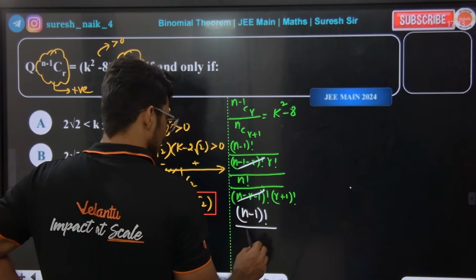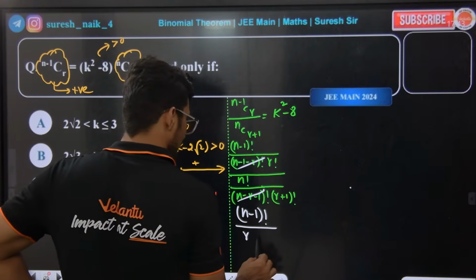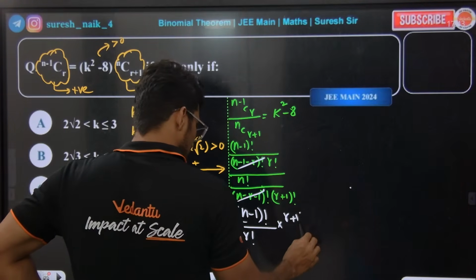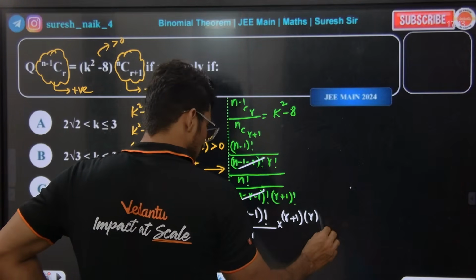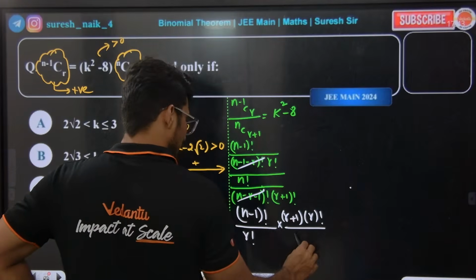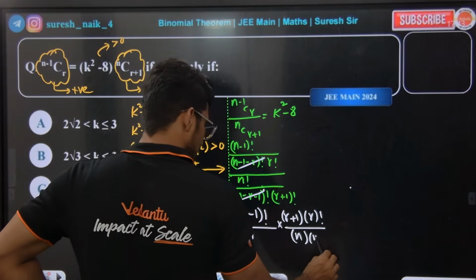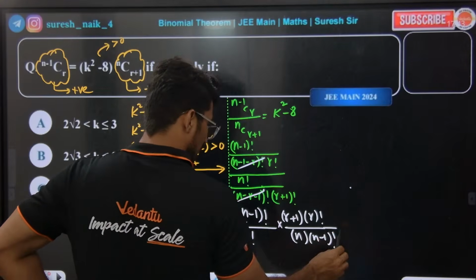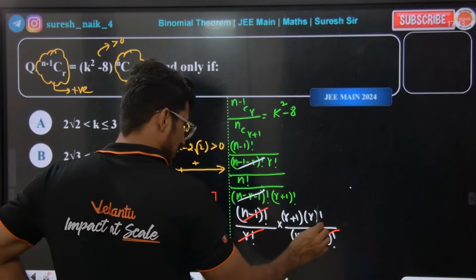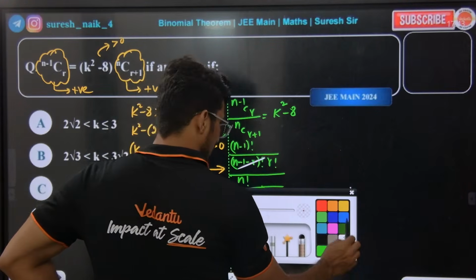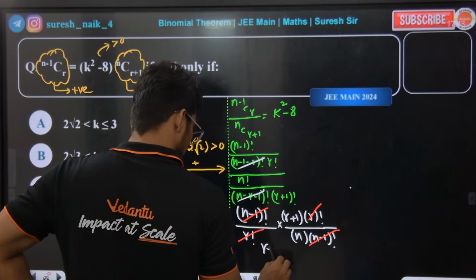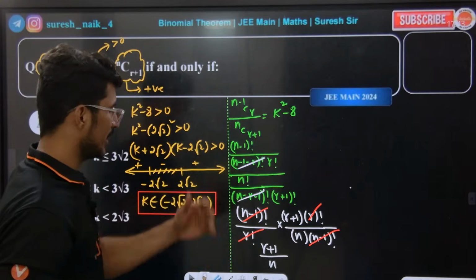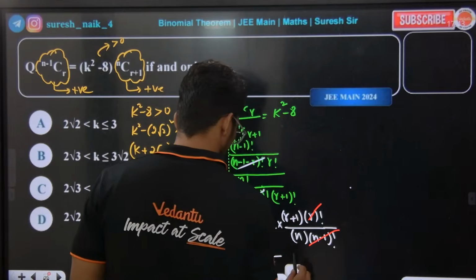Divided by what? Cancel r factorial. Okay, r factorial as it is. It is reciprocate. So (r plus 1) factorial can be written as (r plus 1) into r factorial, divided by n factorial. n factorial can be written as n into (n minus 1) factorial. Now I am cancelling this. When r factorial is cancelled, what am I going to get? (r plus 1) divided by n.